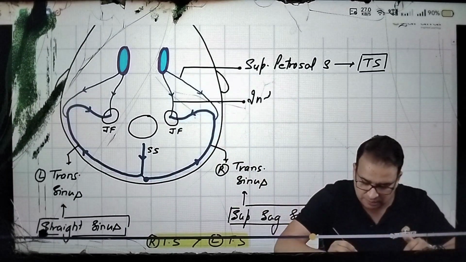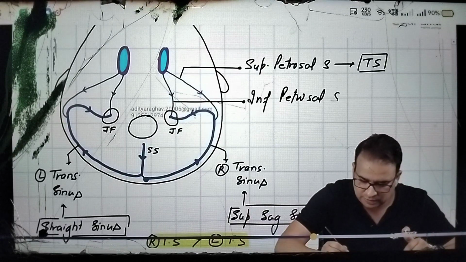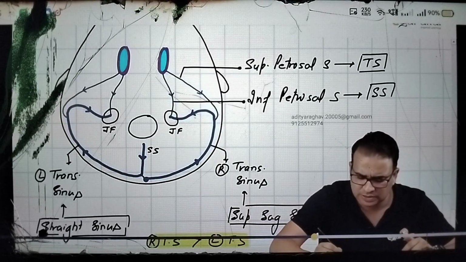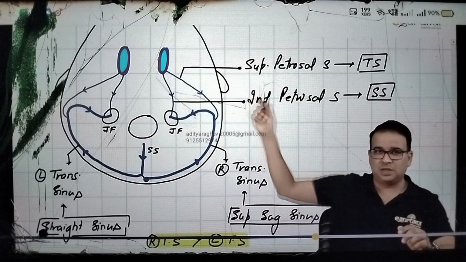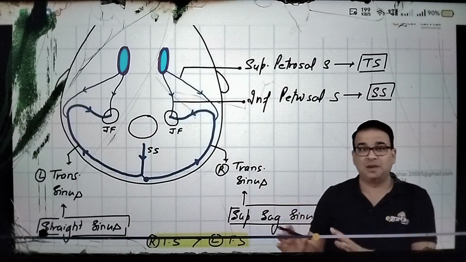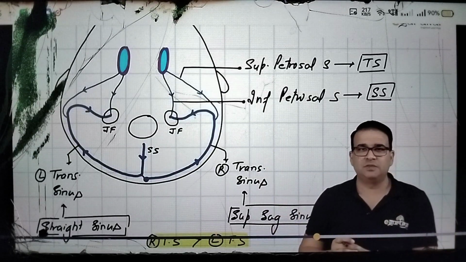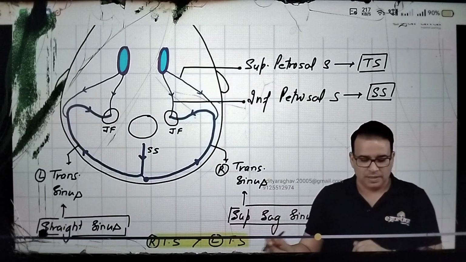It's the inferior petrosal sinus which is merging with the sigmoid sinus, or you can say draining into the sigmoid sinus, and then forming the internal jugular vein. These are two separate questions which were asked already in the exam, separately in different papers. Superior petrosal is a tributary to the transverse, and inferior petrosal is a tributary to the sigmoid. That's how the cavernous sinus gives off its blood.